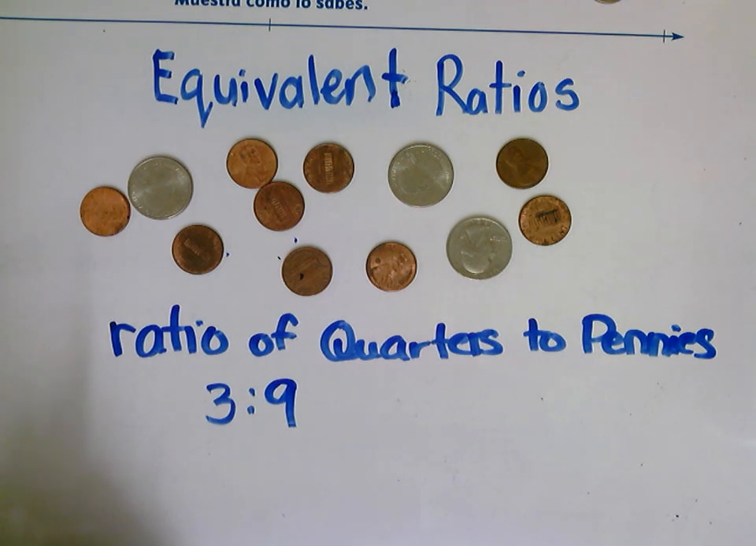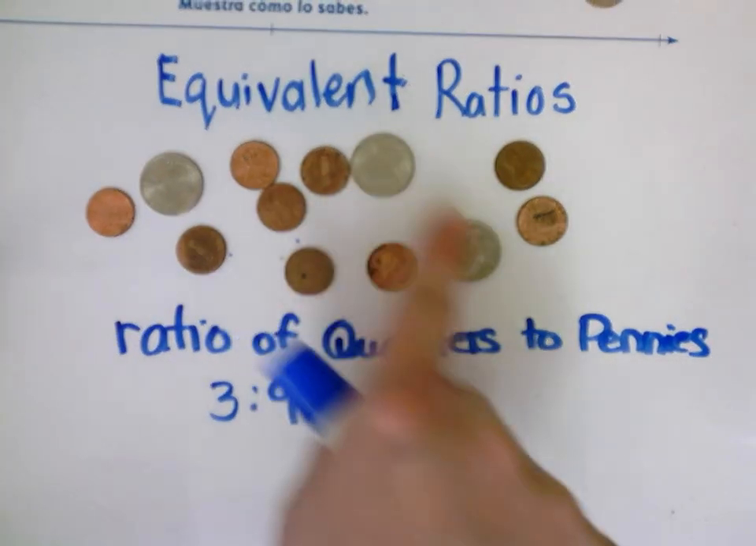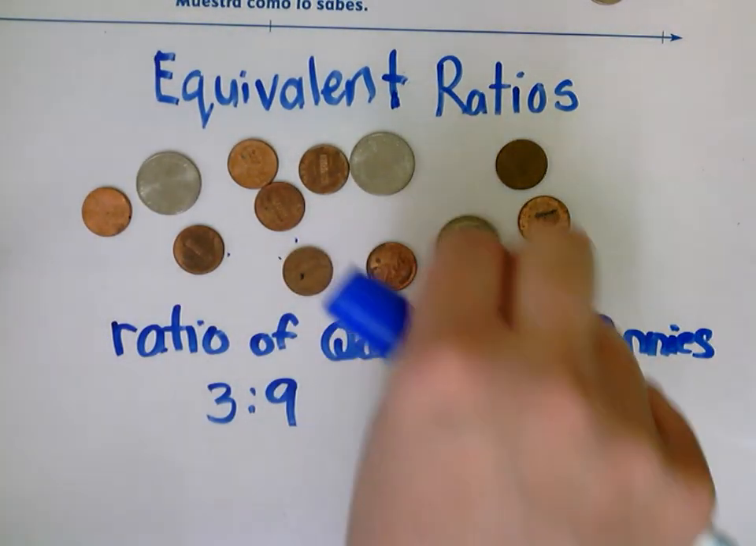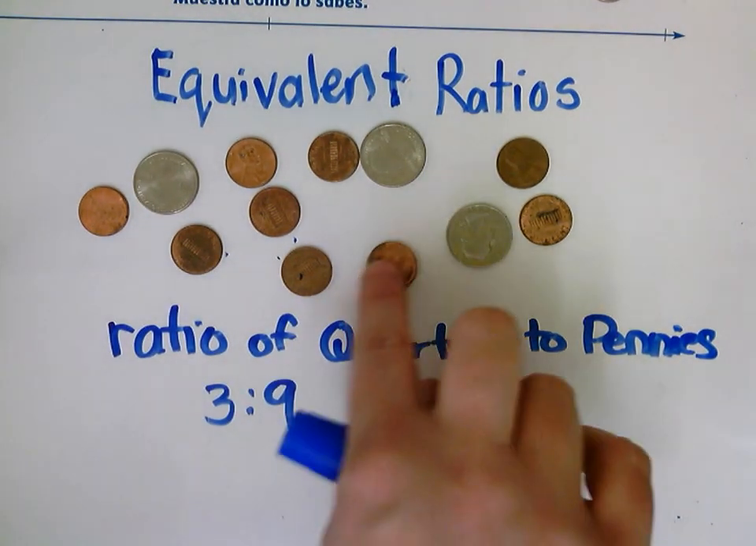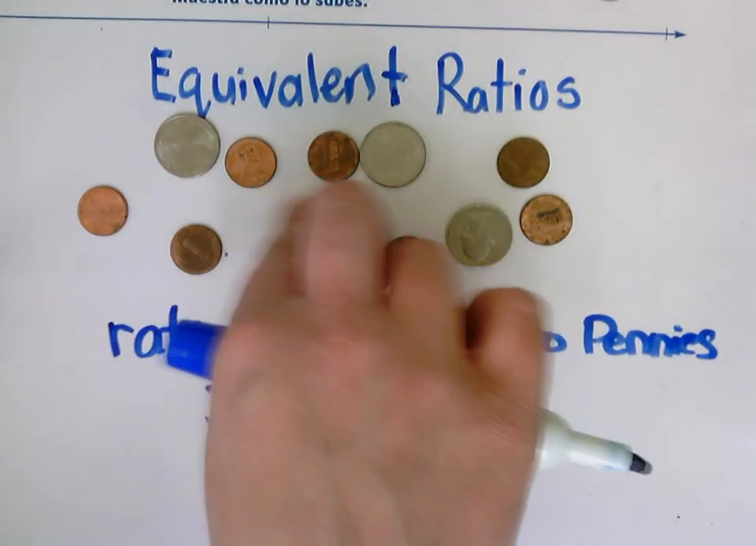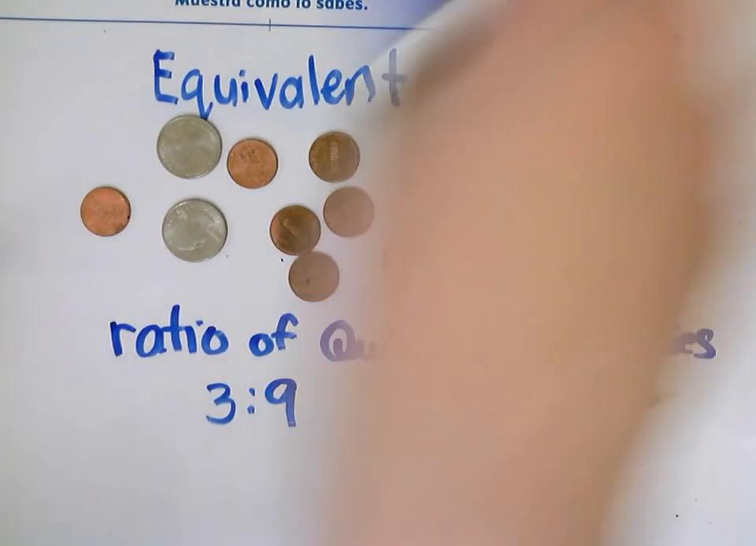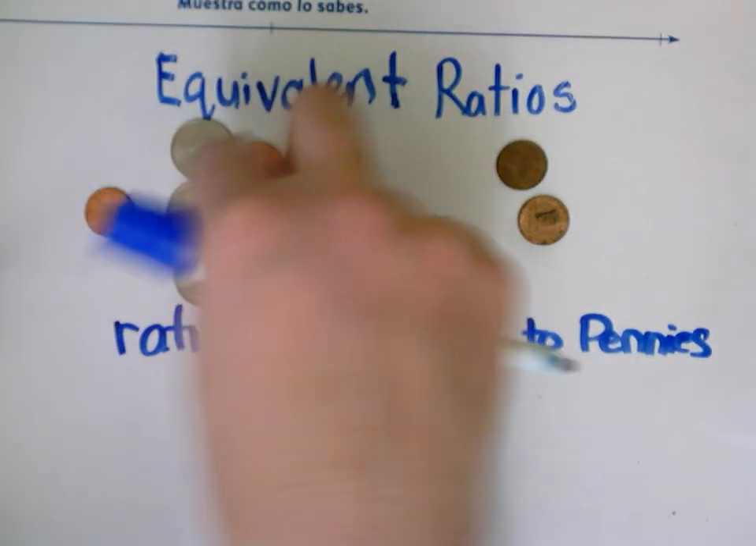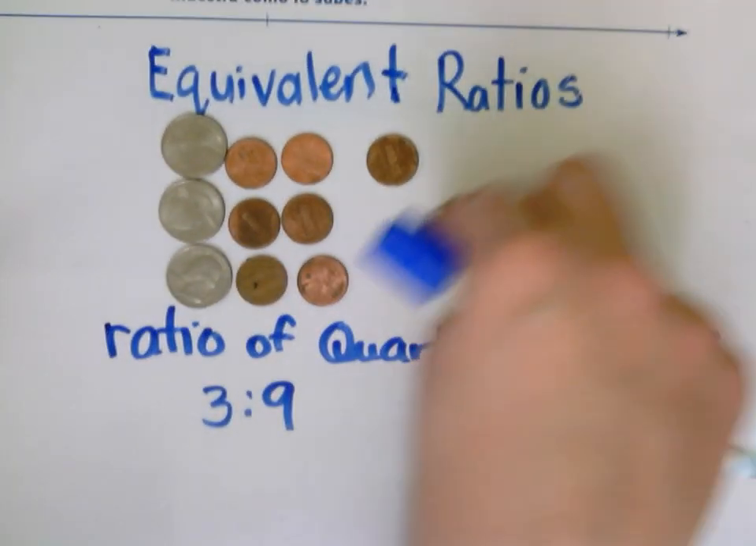3 to 9. Well, is there another way that I can explain that ratio? Is there a way that I can even maybe reduce it or simplify it a little bit? Really what that ratio means, for every 3 quarters I have 9 pennies. But can I group them another way? So let's see if I can organize them this way. So here I have my 3 quarters, and I'm going to group my pennies out here. So here are my 9 pennies.